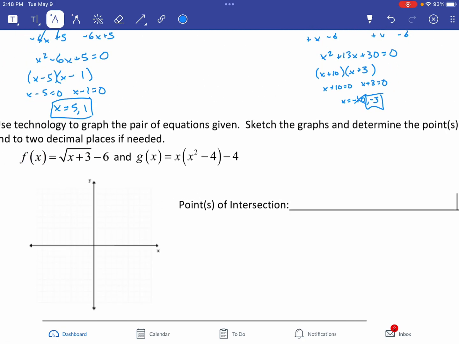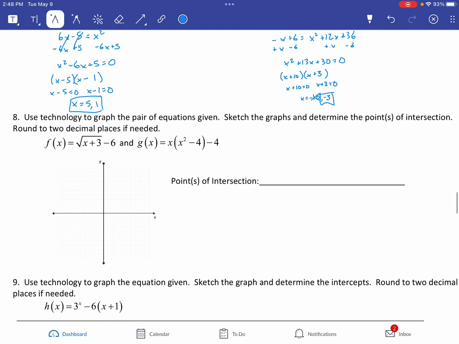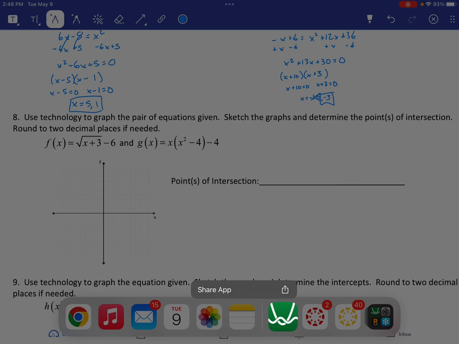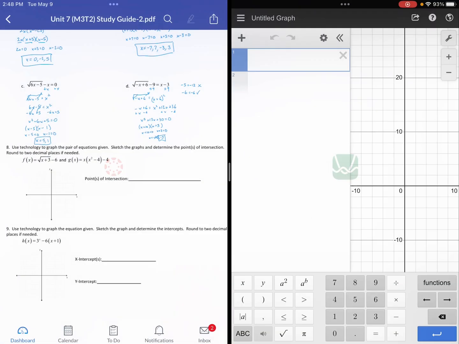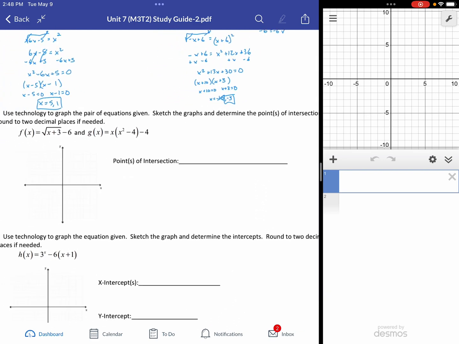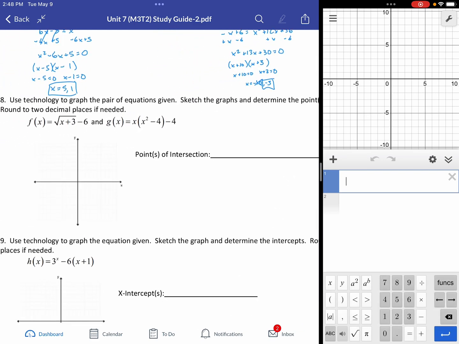All right. I'm going to do some technology stuff. So we're going to open up Desmos and do some graphing. Okay, so we want to find the points of intersection for these two equations. Now, for these two equations, it's really important you put them in correctly in your Desmos so that you get the right answer. Here's my first equation. Here's my second equation.